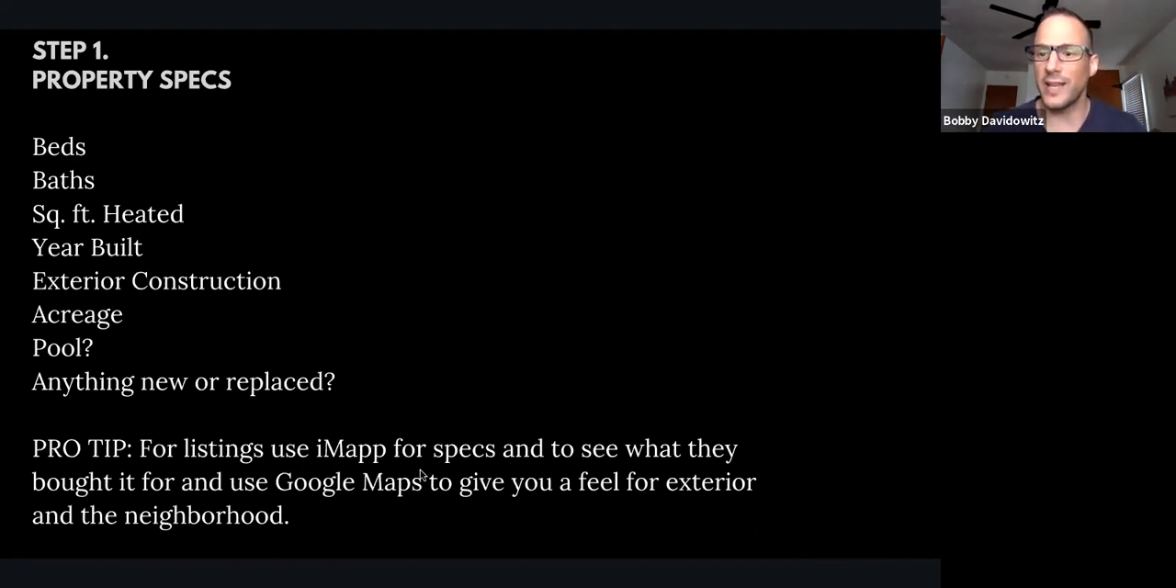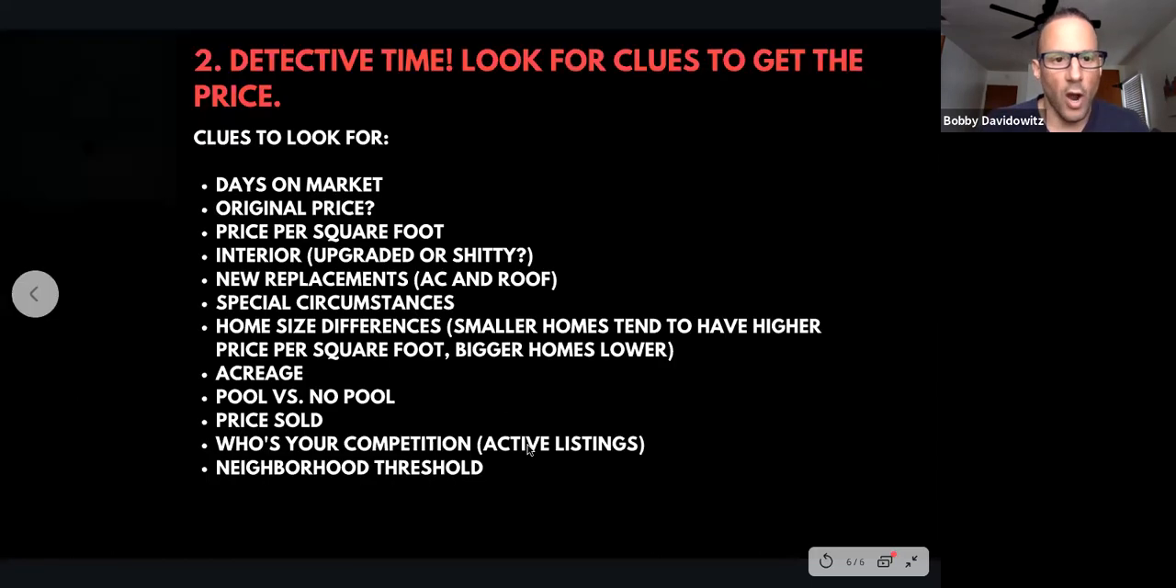I use Google Maps once again to see what the exterior of the property is. But sometimes in iMapp, you can also see some exterior pics, which I'll show you here in a second.